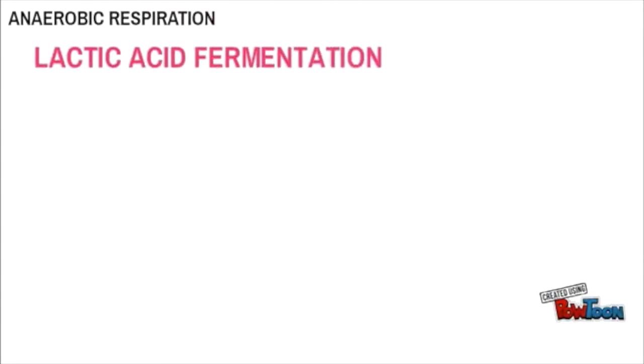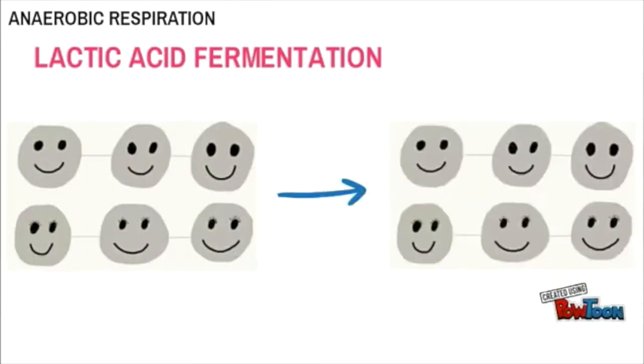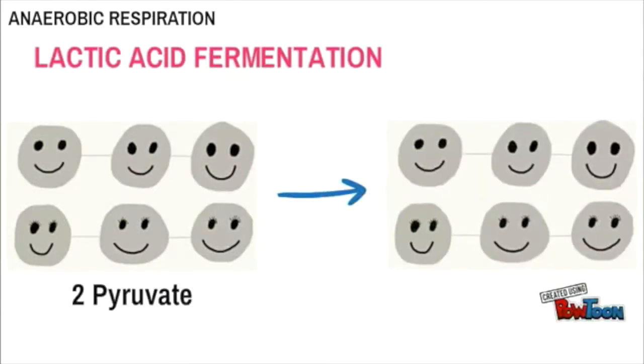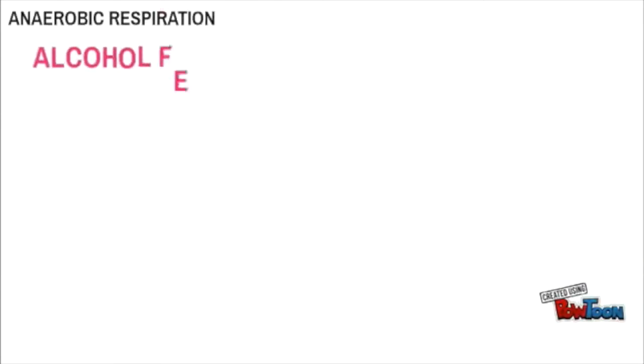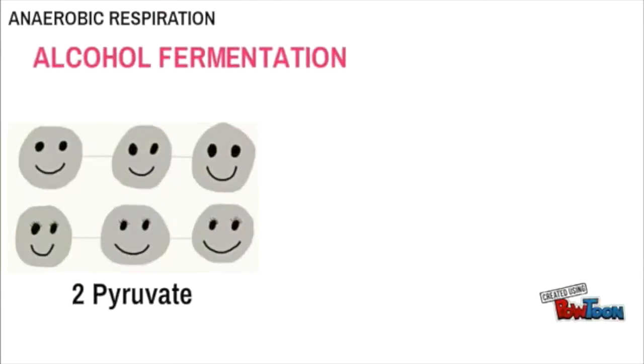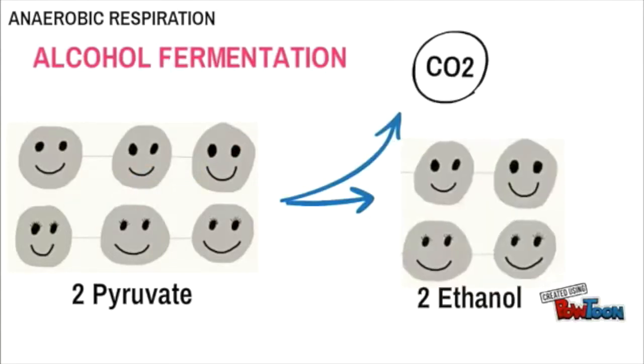Lactic acid fermentation is done by some fungi and some bacteria. In the process of lactic acid fermentation, the 3-carbon pyruvic acid molecules are turned into lactate. On the other hand, alcohol fermentation is done by yeast and some kinds of bacteria. The waste products of this process are ethanol and carbon dioxide.